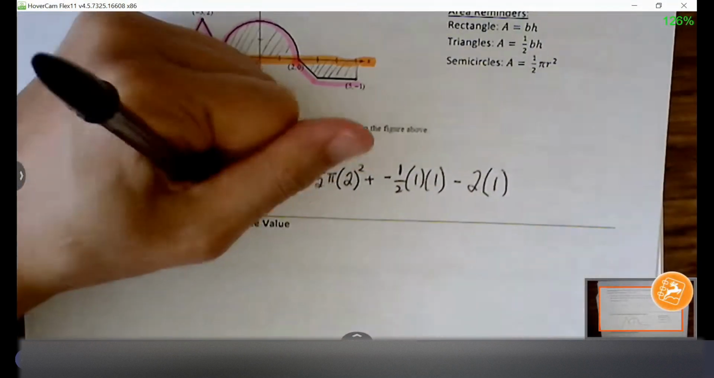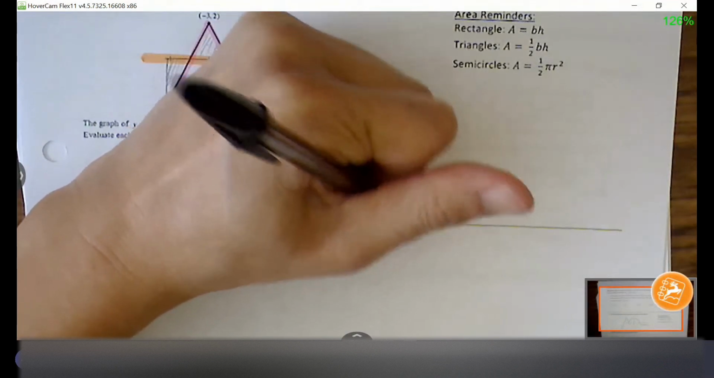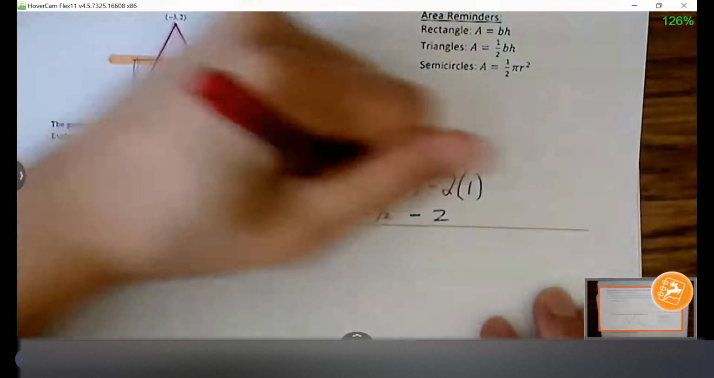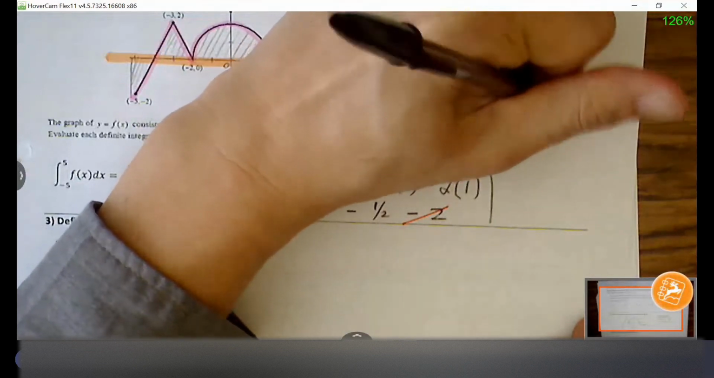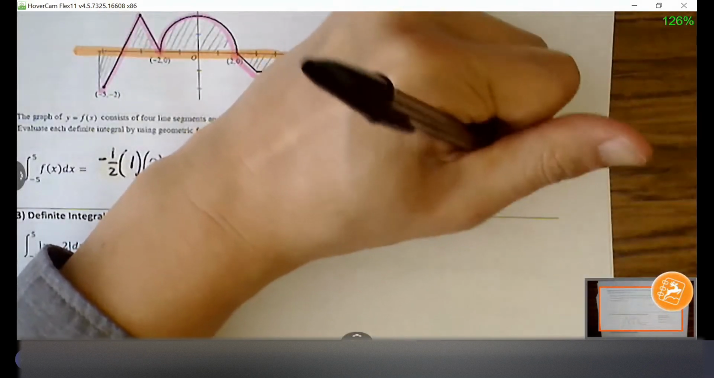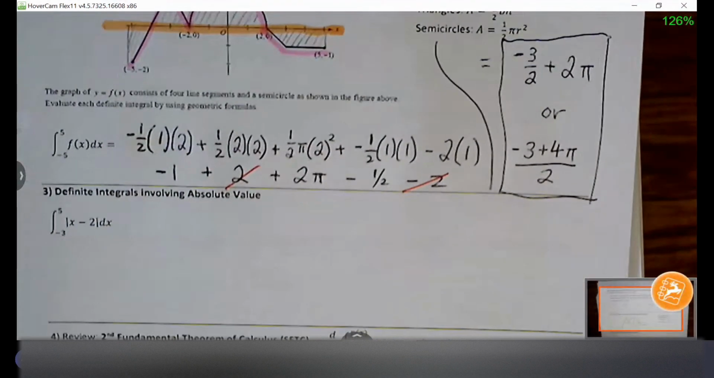Combining those values together, I get -1 plus 2 plus 2 pi minus 1/2 minus 2. Cleaning this up, the 2's cancel out. -1 minus 1/2 is -3/2, plus 2 pi. Or if it's a multiple choice question, it may be presented as one fraction with a common denominator. Either is fine. All right, questions with number 2?